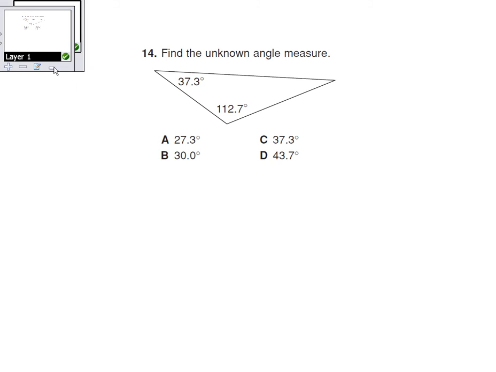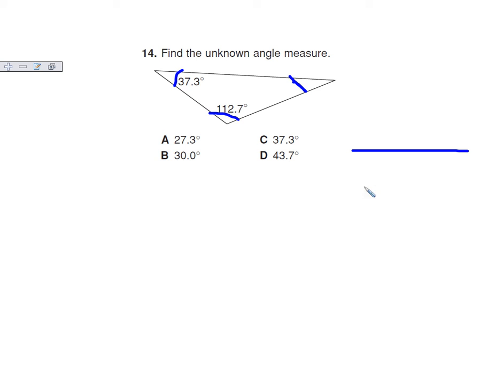So for this one, we're going to find the unknown measure. We learned we cut out some triangles, and we made a cut here, and a cut here, and we put them all together, and we found that they always made a straight line when we put them together. So they should always add up to 180 degrees.